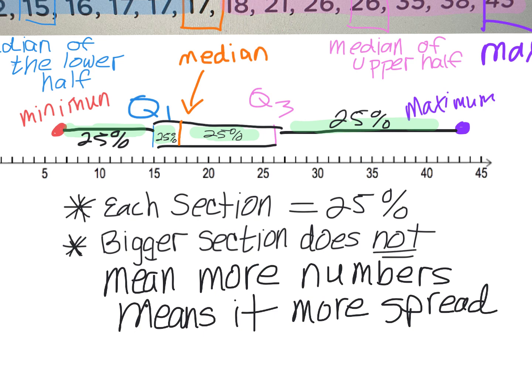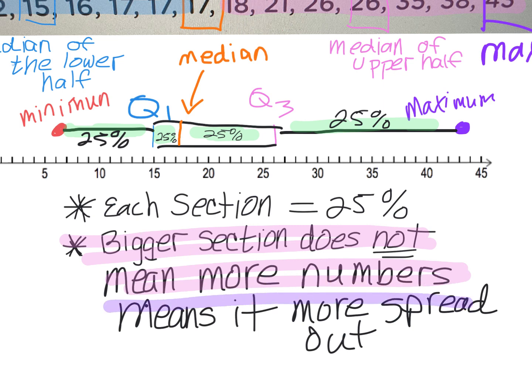And again, we're going to talk about that more tomorrow about how you actually read it. So the bigger section does not mean more numbers. What it actually means is that those numbers are more spread out. If you were to actually look at each individual number across the top, you'll see a fourth of them were there, a fourth are there, a fourth are there. It's just whether or not it's spread out.